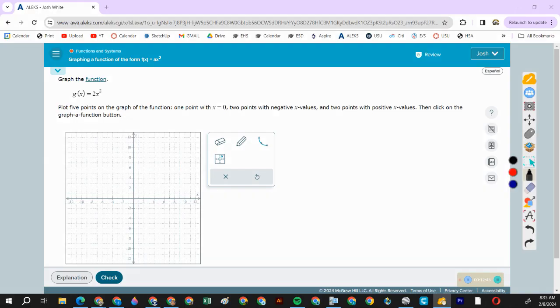So the original parabola is 0, 0, over 1, up 1, and then over 2, up 4. And this wants us to double the y values. So instead of over 1, up 1, I'm going to go over 1, up 2. And then over 2, up 4 turns into over 2, up 8. And that's my new parabola.